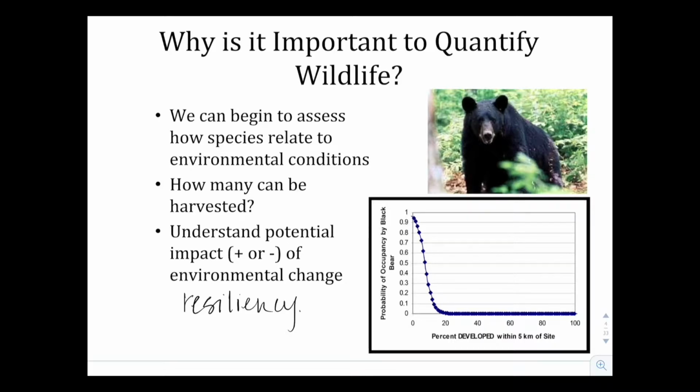Now, the next piece that is important to consider when we're looking at quantifying wildlife, or the next reason I'd say, is so that we can understand how many animals may be harvested if that's of interest to management. And when we think about that, by estimating the population, we can then have the ability to model and understand the surplus, or the quote-unquote extra, that might be available for harvesting.